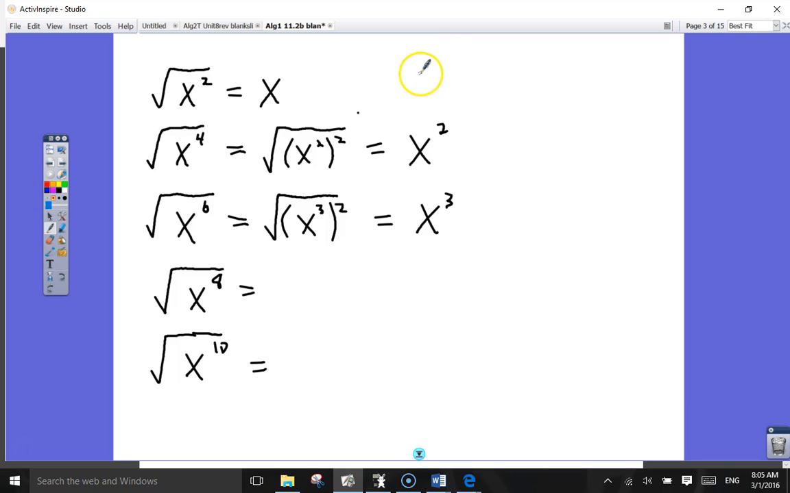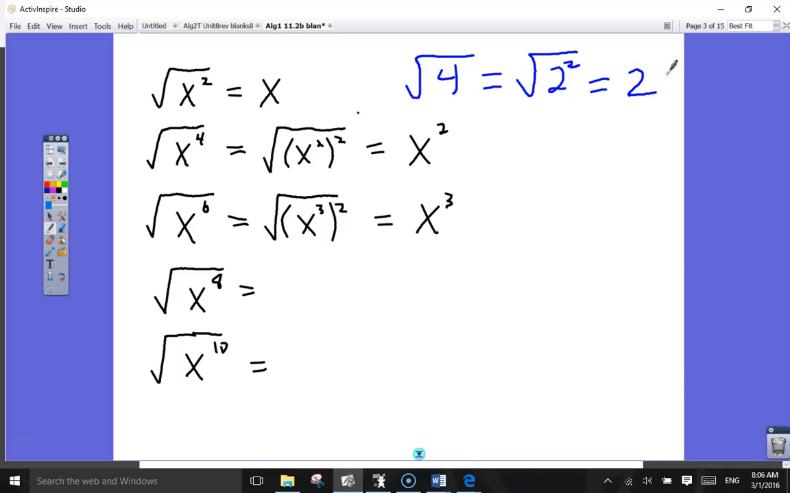Let's say I wanted to take the square root of 4. I could write that as the square root of 2 squared. And when you take the square root of a square, you get the number. The square root of 4 is 2. Well, the same way, the square root of x squared is x. When you take the square root of a square, those are inverse operations. They undo each other. So the square root of x squared is x.